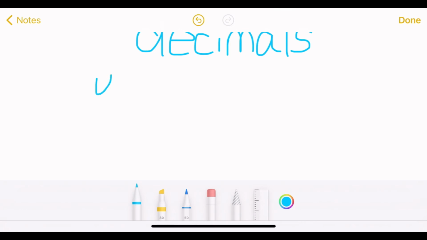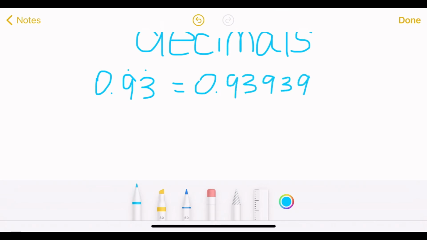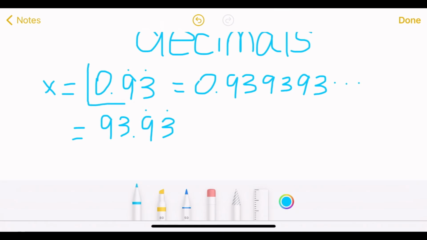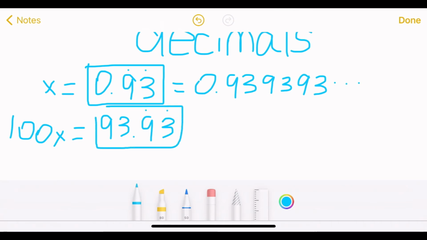Let's say we have 0.93 recurring with two dots on 9 and 3. So this means it's going to go like 0.939393 and so on. So we're going to let 0.93 recurring equal x. So I'm going to write x equals this. And then I'm going to find another number that also has 0.939393 repeating. So that will be 93.9393 repeating. And 93.93 repeating, that would be 100 multiplied by this number. So 100 multiplied by that number is 100x. Now we know 100x equals this, and x equals that.